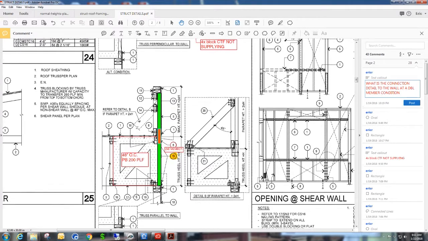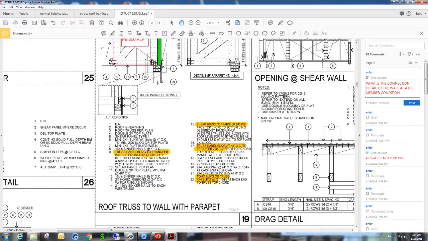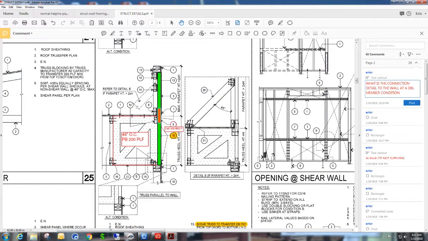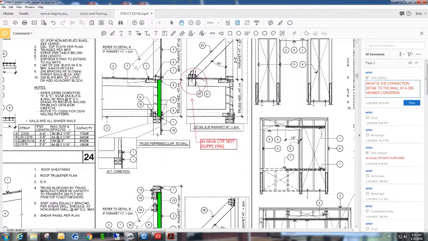Okay, on the 19 on SD2, roof truss to wall with parapet. On these parapet designs, it's showing the truss 3 inches below the parapet height with 2 double top plates and a 2x8 member in there for nailing, backing, and boundary nailing.